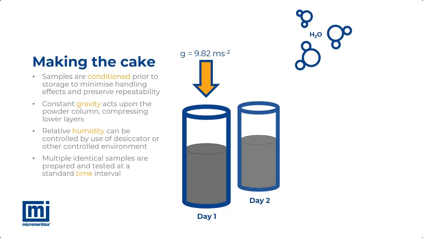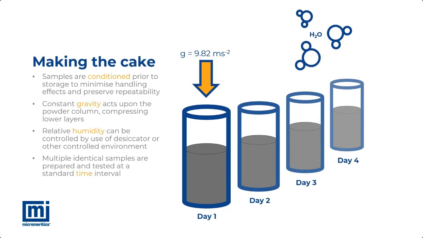The samples are then stored in a controlled atmosphere, with the relative humidity set by the use of a desiccator and salt solutions which provide a stable, reliable level of humidity. Gravity will cause some consolidation of the powders, but for these particular experiments, no mass was applied to the samples other than their own weight. Multiple identical samples were prepared and stored, with samples tested one by one at a fixed time interval. In this case, there was 1 day in between each test.